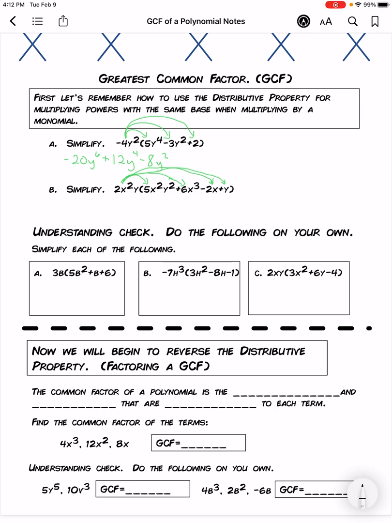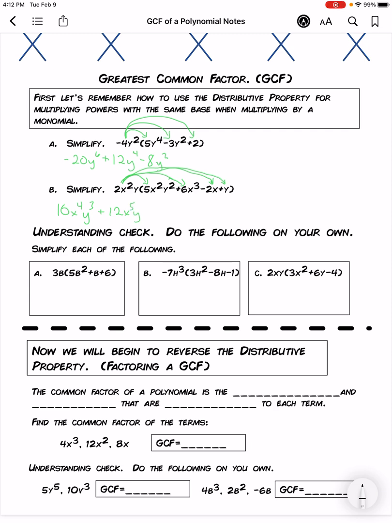So 2 times 5 is 10. X squared times x squared is x to the fourth. And then y times y squared is y to the third. All right, then we're going to multiply 2 times 6 and get 12. And then x squared times x to the third is x to the fifth. And then we write the y.